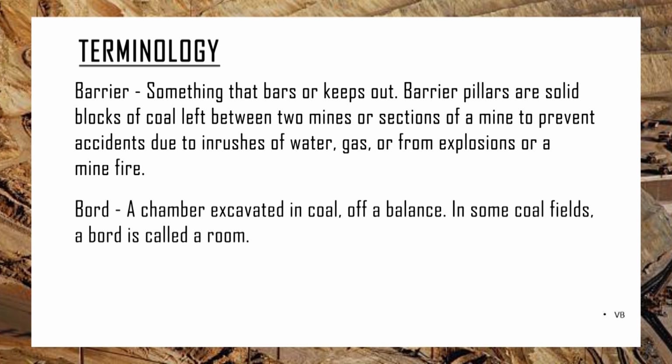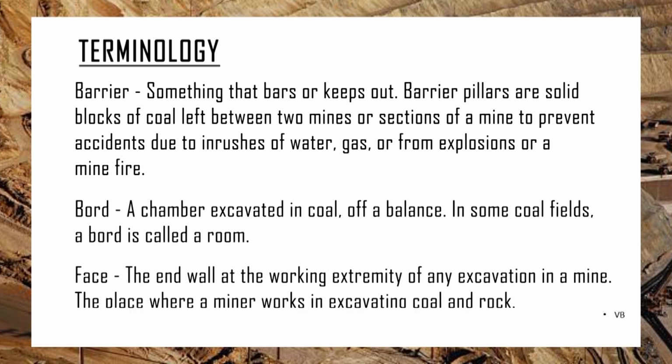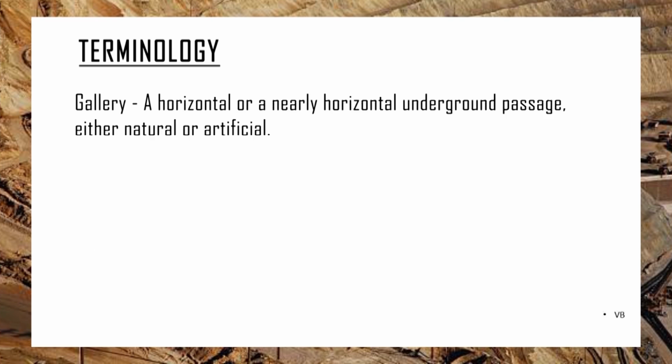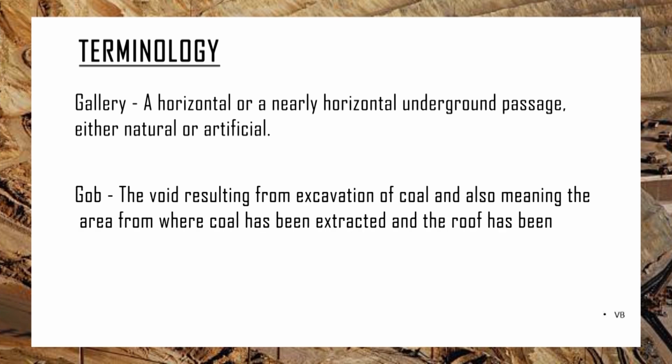Next terminology is face. The end wall at the working extremity of any excavation in a mine, the place where a miner works in excavating coal and rock. Next terminology is gallery. A horizontal or nearly horizontal underground passage, either natural or artificial. Next terminology is goaf. The void resulting from excavation of coal, also meaning the area where coal has been extracted and the roof has been allowed to fall in.